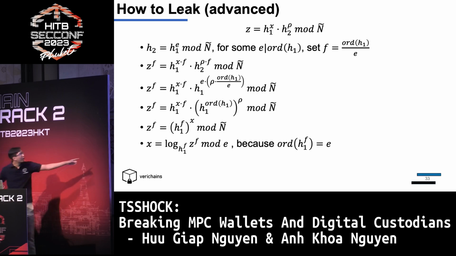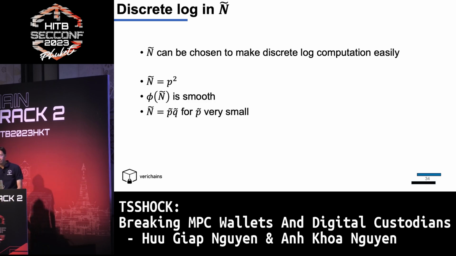Now, this log is actually mod e, because the order of h1 is equal to e. But we are not complete yet. Why? Because this discrete log is actually very hard, unless we choose n tilde to be something that makes computing that discrete log easier. So it could be that n tilde is some square, or that phi of n tilde is a smooth number, which means phi of n tilde equals p1, p2, p3, and a lot of numbers multiplied by each other.